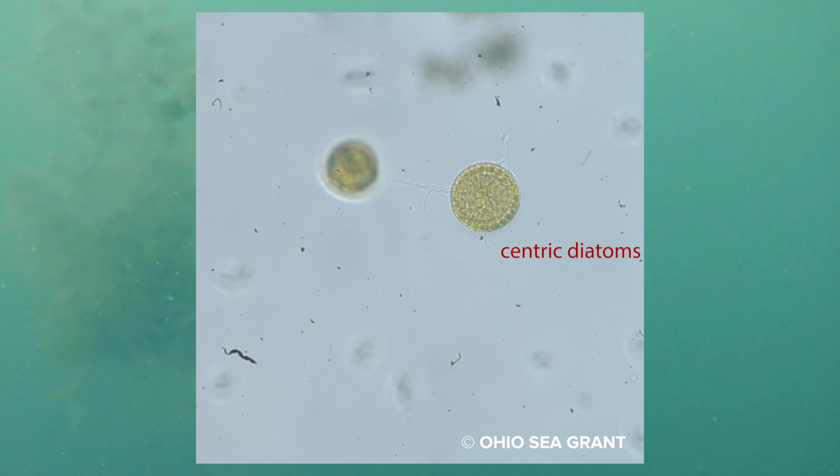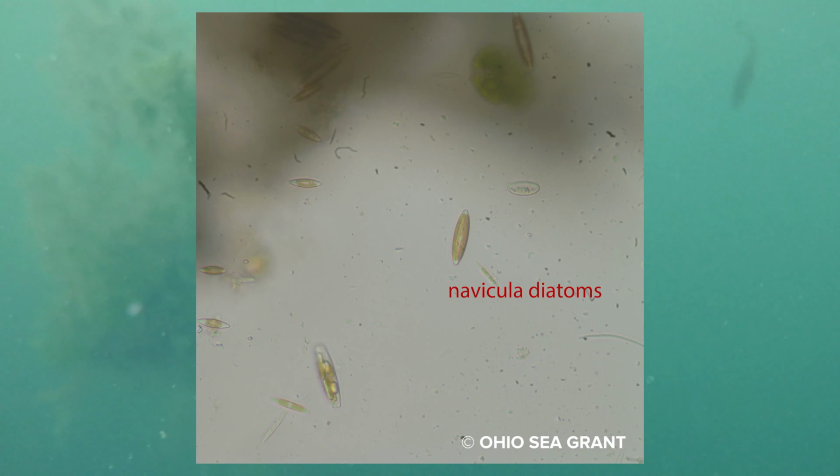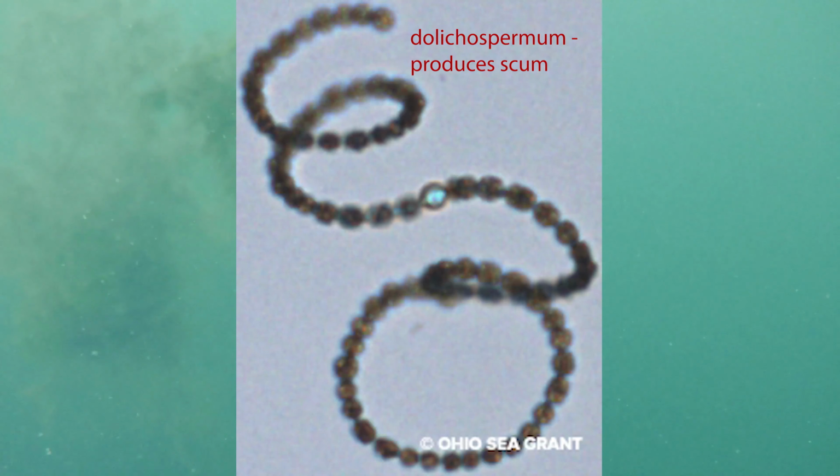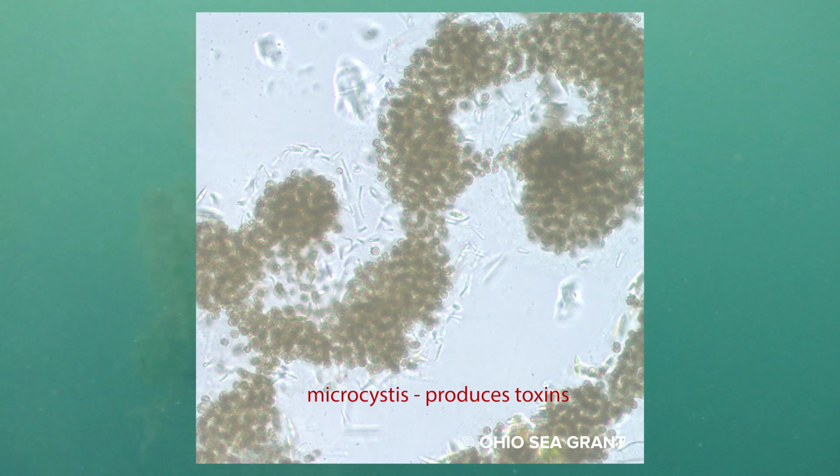Like their larger plant cousins on land, these organisms use photosynthesis to produce their own food using energy from the sun. These diatoms are some of the smallest algae in the lake. This blue-green algae is actually single-celled cyanobacteria. These are the microorganisms responsible for Lake Erie's notorious algae blooms.